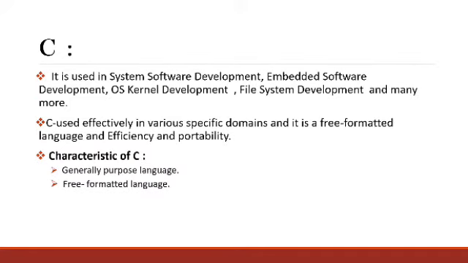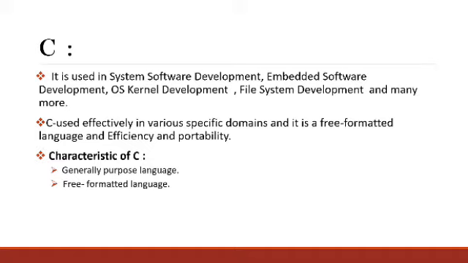And we are using C in embedded systems, which is known as embedded C. First of all, we see what the C language is. It is used in system software development, embedded software development, OS kernel development, file system development, and many more. C is used effectively in various specific domains, and it is a free formatted language with efficiency and portability. The characteristics of C are that it is a general purpose language and a free formatted language.